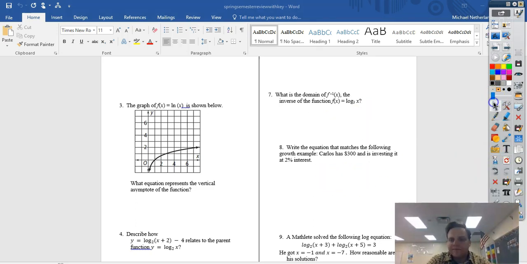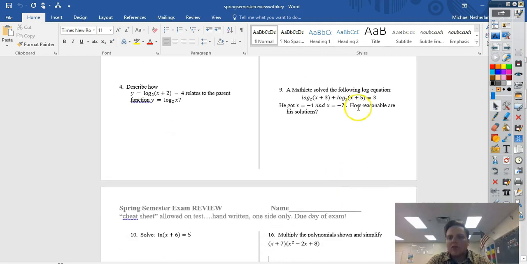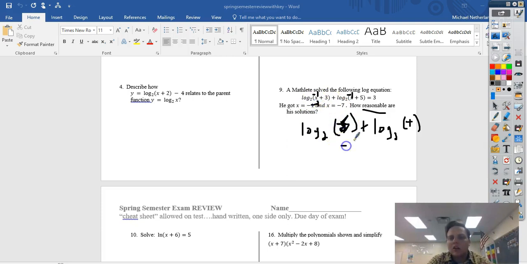Okay, number 9. A mathlete solved, he got how reasonable are his solutions. Okay, you should remember the key word here is reasonable. Reasonable does not mean correct. It means do they make sense. So in other words, if you were to plug them in, would they cause any errors? Well, plug them in. Negative 1 plus 3, negative 1 plus 5. This would give you log base 2 of 2 plus log base 2 of 4. Is there any error in that? No, that's fine. But what if you plugged in negative 7? Negative 7 plus 3 is negative 4, so you wouldn't get 2 here. You'd get negative 4. Can you take the log of a negative? No.